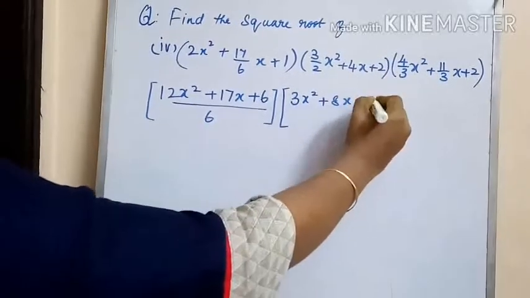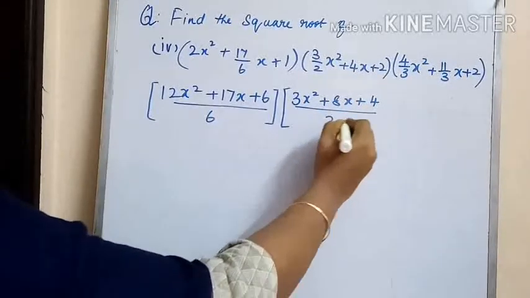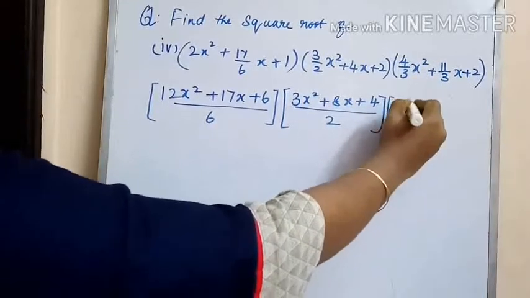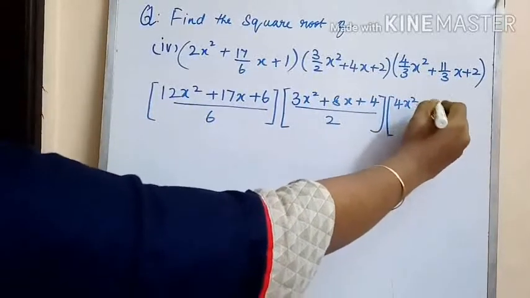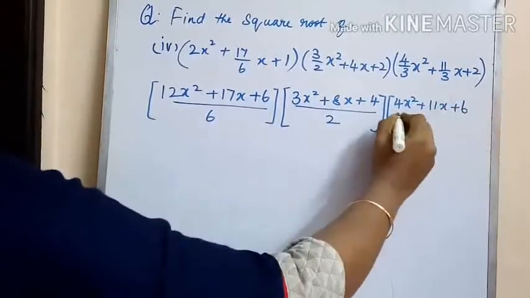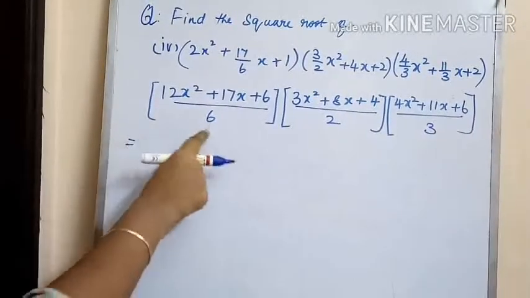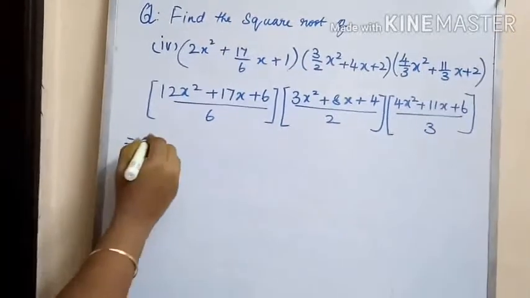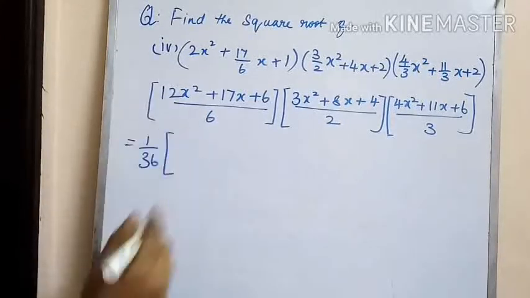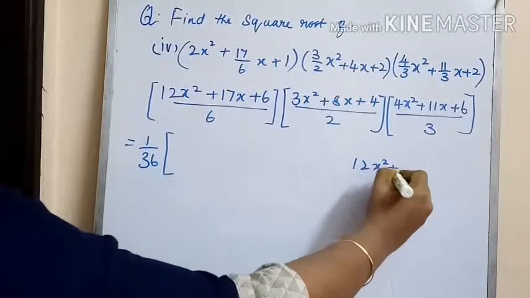And the second polynomial we have 2 in the denominator of the first term. Taking LCM, we'll have 3x squared plus 8x plus 4 the whole divided by 2, and the third term we have 3 in the denominator of first and second terms, so the LCM will be 3. So we get 4x squared plus 11x plus 6 the whole divided by 3. Multiplying the denominators together, we get 1 by 36.